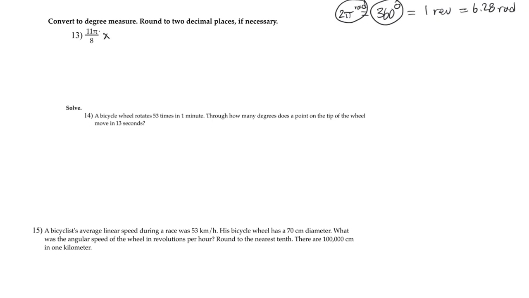So I'm going to multiply this by a conversion ratio, where the one that I want to get rid of, the radians, goes on the bottom, 2 pi rads goes on the bottom, and 360 goes on the top. And degrees, that's what I'm looking for. So the radians cancel. And now the pi's cancel. And then all I have to do is go 11 times 360 divided by 8, whatever that comes out to on the calculator.